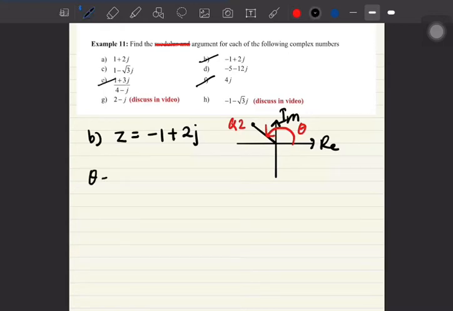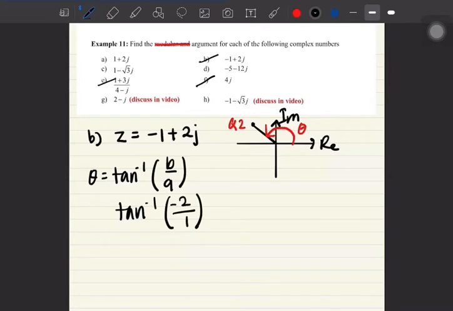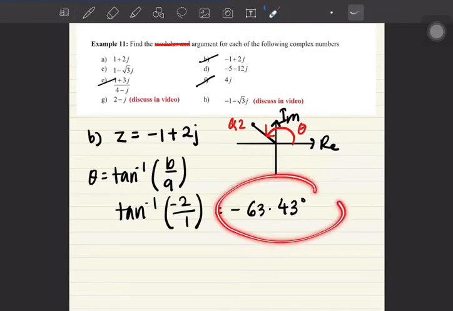So therefore your theta is equal to tangent inverse of B over A. What is your B? Tangent inverse of 2 over negative 1. This will give you negative 63.43. But this is not yet your actual angle. This is your reference angle.